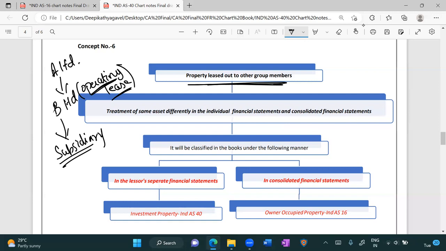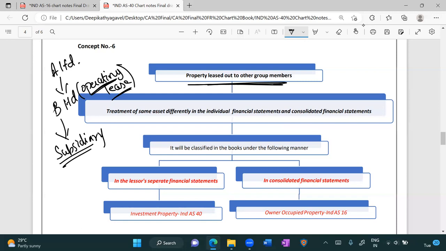Can I give a property on lease to myself? In substance, B is nothing but A only, correct? So in consolidation, what will I treat it as? I will treat it as an owner-occupied property, because it is basically being used for my administrative purpose. So in consolidation, it will be treated as an owner-occupied property, and Ind AS 16 will apply.